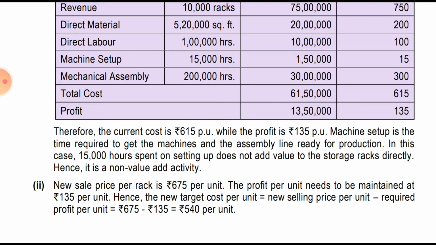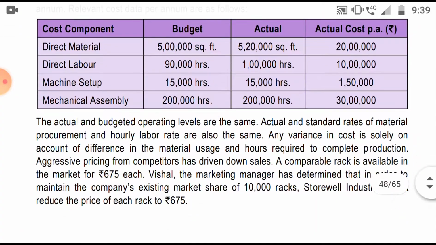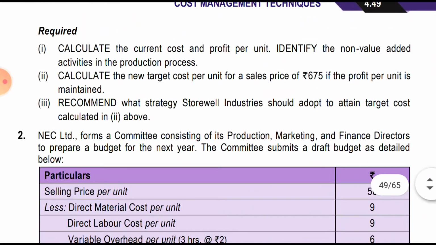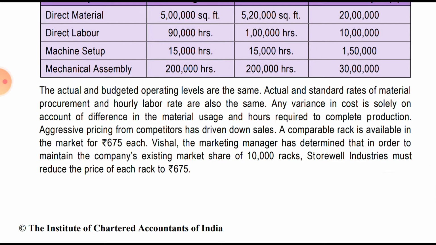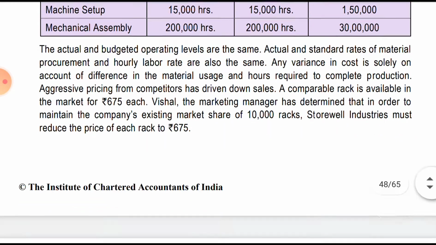while the profit is 135 per unit. Next, the machine setup is the time required to get the machines and the assembly line ready for production. In this case, 15,000 hours spent on setting up does not add value to the storage rack directly, hence it is a non-value added activity. Because they have asked in the question to identify the non-value added activity in the production process, this machine setup is not adding anything to the production value, so it will be considered a non-value added activity.